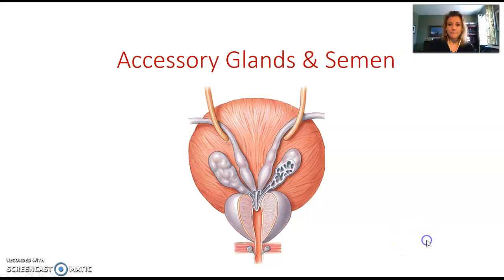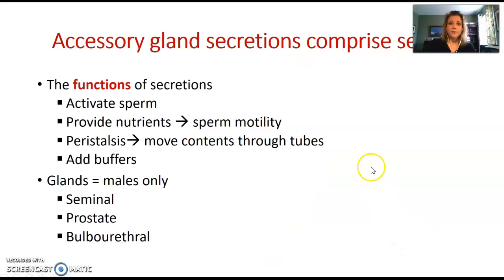Okay, let's go. So the accessory glands are going to produce secretions. They function to activate sperm in order to make them ready to swim and to fertilize an egg. They provide nutrients in order to support sperm motility, to make sure that they can swim and move.